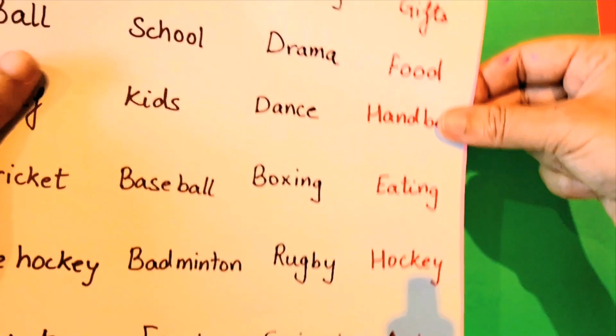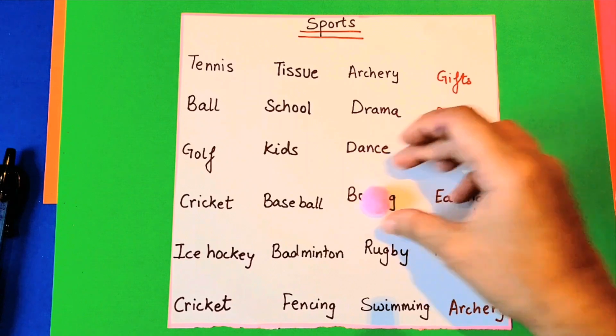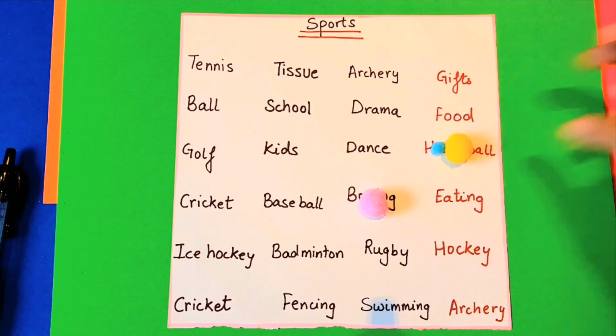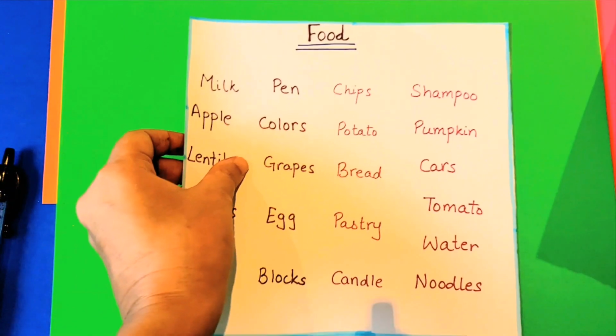Then the next one is sports. There are different kinds of sports that I have written here. You have tennis, golf, cricket, ice hockey, badminton, fencing, swimming, archery, hockey, handball, boxing, rugby, and there are so many other words that are not. So they need to find the ones that are associated with sports and then mark it with anything, whatever you give them. And the last one is simple food.